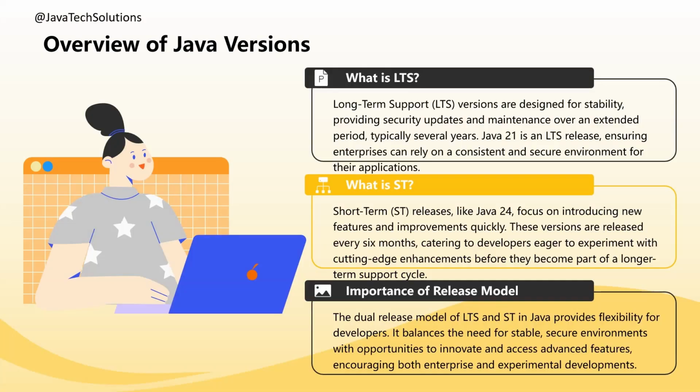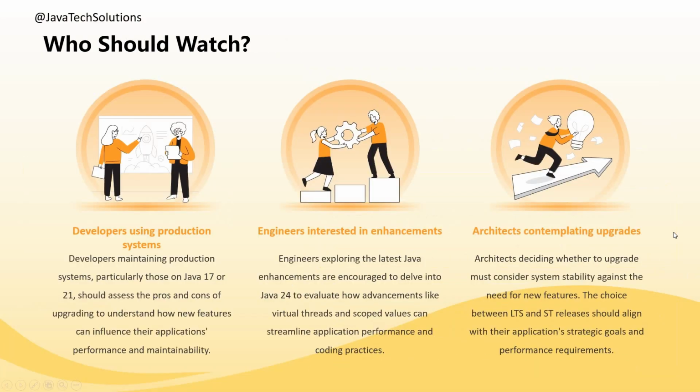Okay, now we'll talk about the importance of this release model. The dual release model of LTS and short term releases in Java provides flexibility for developers. It balances the need for stable, secure environments with opportunities to innovate and access advanced features, encouraging both enterprise and experimental development. So this is the overview of these Java versions, because Java supports these two types of releases: one is long term and another is short term.